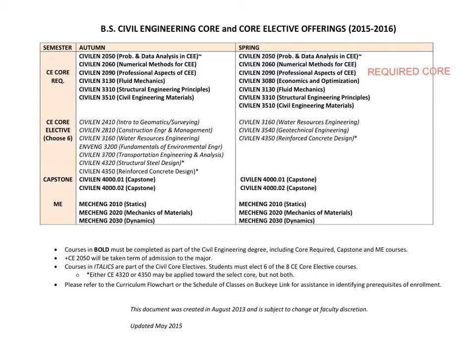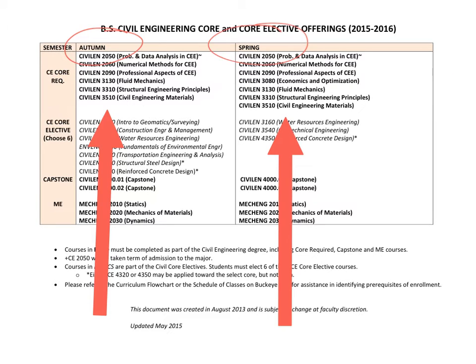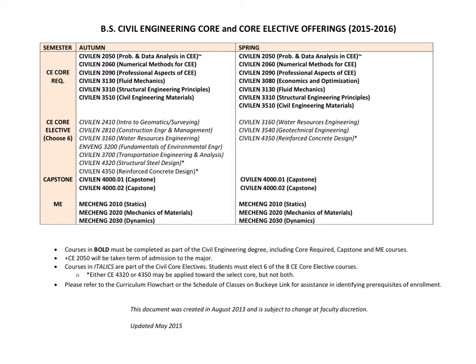The reason why you see both of them listed is you might notice that we have which courses are offered in the autumn and which courses are offered in the spring. So that'll help you get an idea of which courses are offered in which term. Currently, the only core course that is not offered both semesters is Civil Engineering 3080.